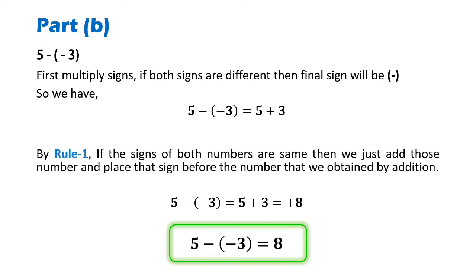Part B, 5 - (-3). First multiply signs. If both signs are different, then final sign will be minus. So we have 5 - (-3) = 5 + 3. By Rule 1, if the signs of both numbers are same, then we just add those numbers and place that sign before the number that we obtained by addition. So, 5 - (-3) = 8.